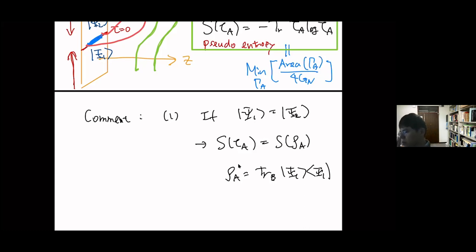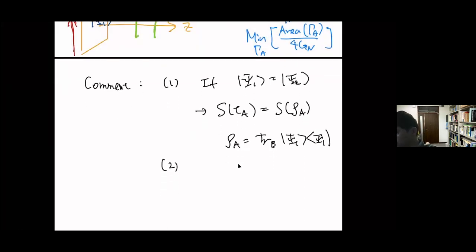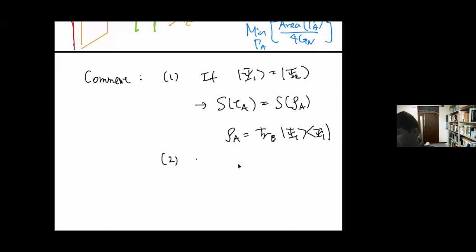And so we can regard this quantity as some generalization of entanglement entropy. Indeed, if we talk about the static space-time, this reduces to the standard holographic entanglement entropy. And in general, this pseudo entropy, which I just write as S tau A, takes complex values.